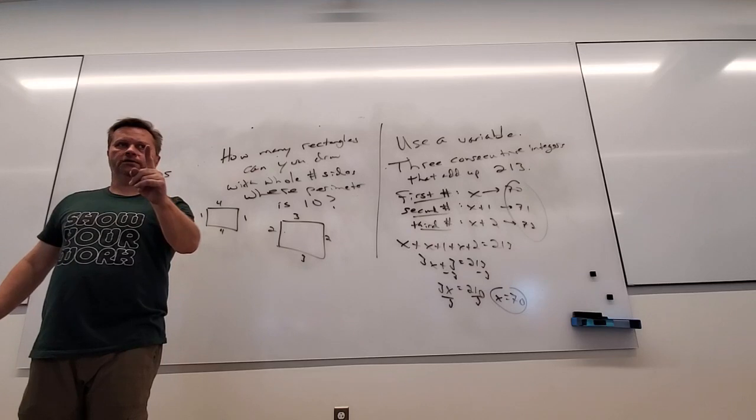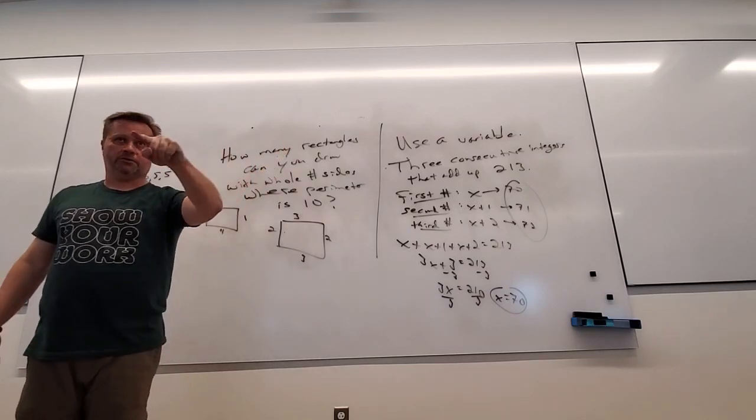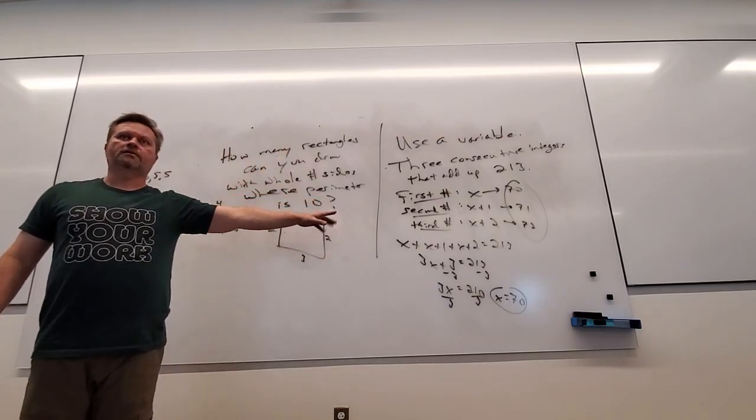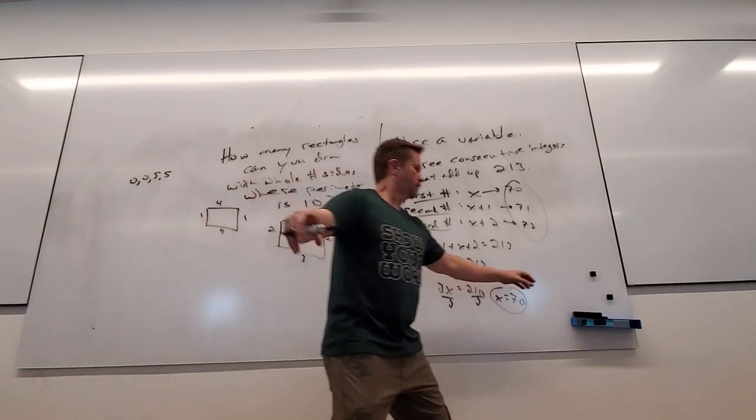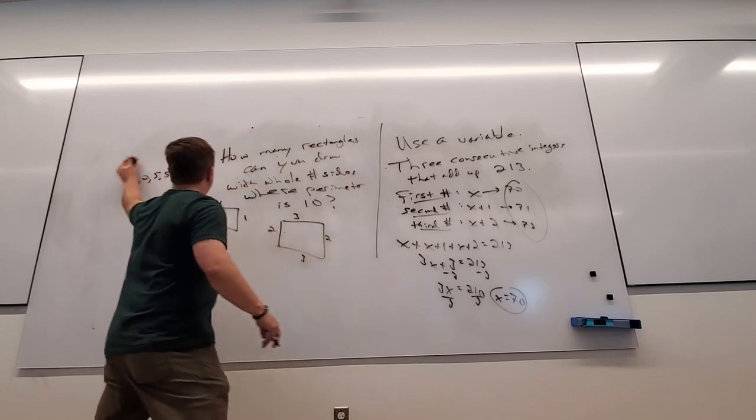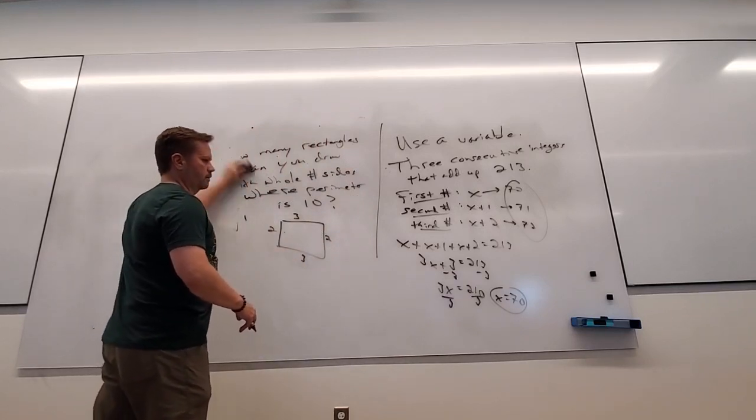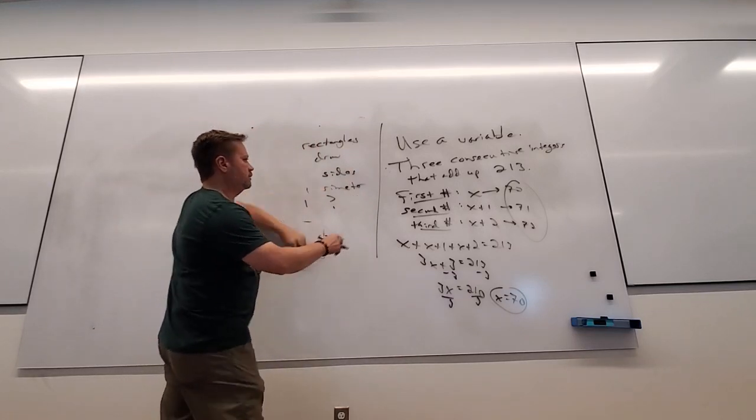I said one way to do this is by using a variable. If I force you to use a variable, how would you do it? Hold on. Would we write x equals 70, 71, or no, never mind. Okay. So look at this.